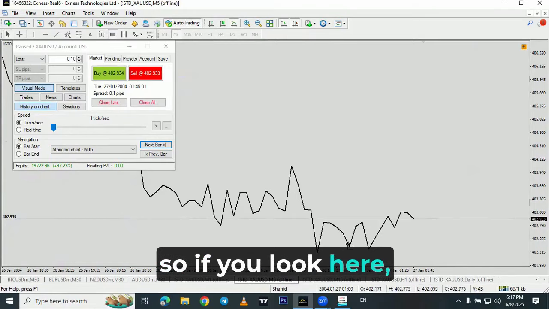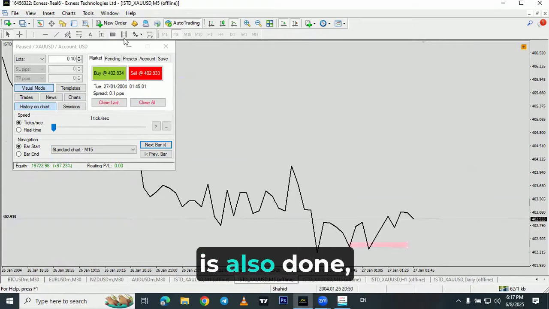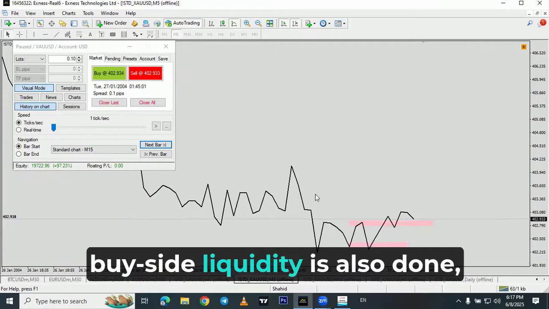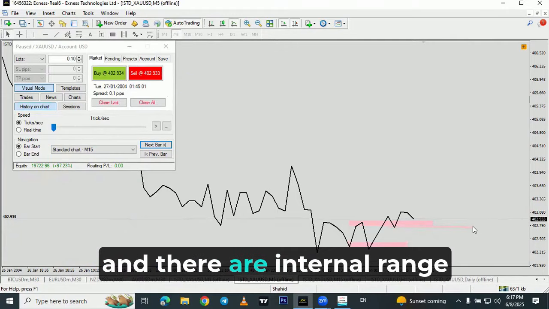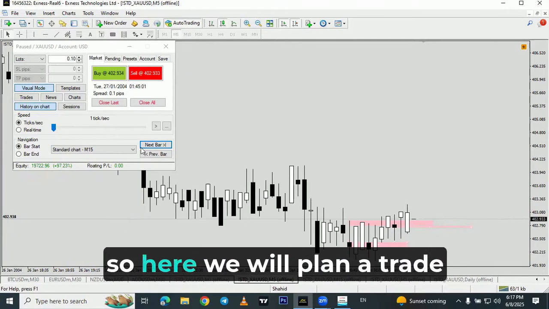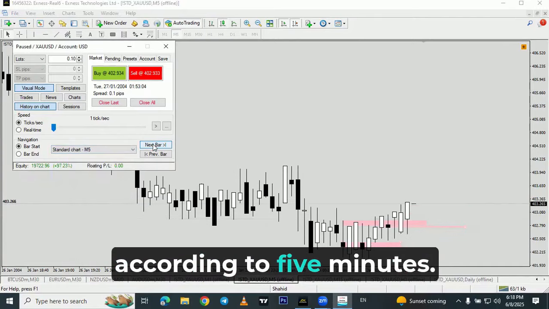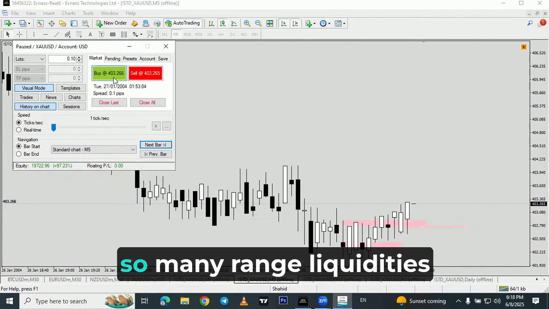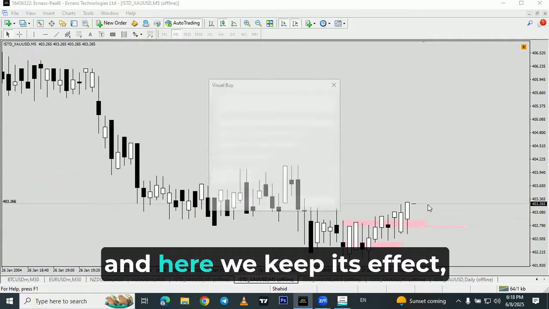So if you look here, its sell side liquidity is also done and its buy side liquidity is also done, and there are internal range liquidities in it. So here we will plan a trade according to 5 minutes. Look at the market here, so many range liquidities are there, and here we keep its effect.